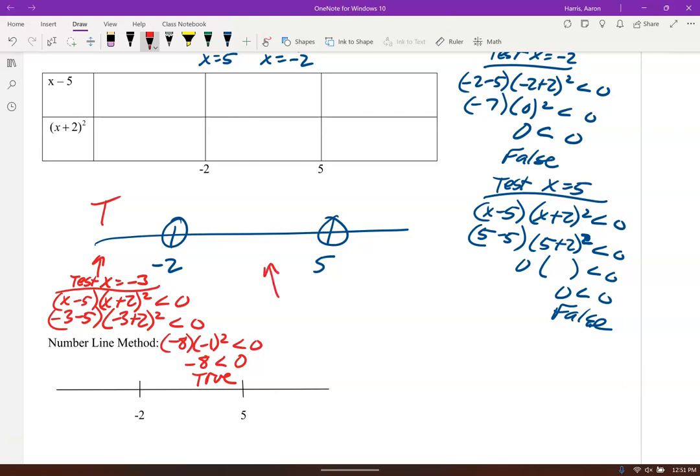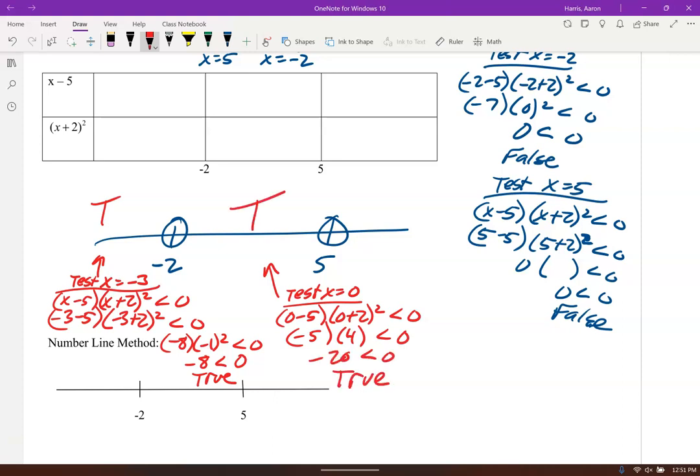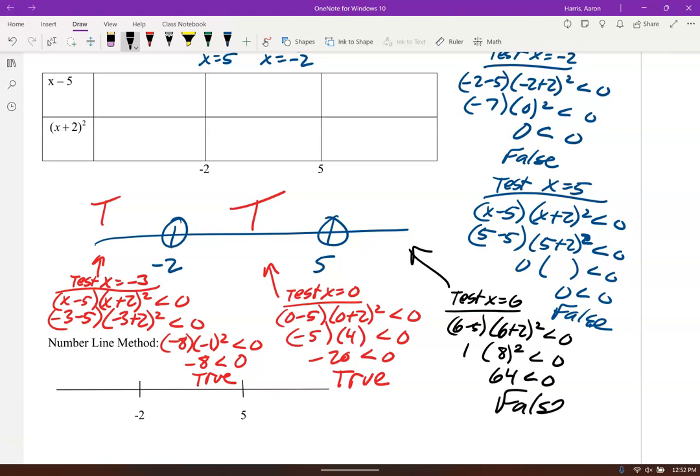Now I'm going to test something between -2 and 5. So let's test 0, which would be a good one. So let's throw 0 in. 2 squared is 4, so it's -20 less than 0. And I'm like, oh yeah, -20 is less than 0. That's also true. And finally, let's test something out here to the right of 5, like 6. Is 64 less than 0? Definitely not. That's a false statement, right?